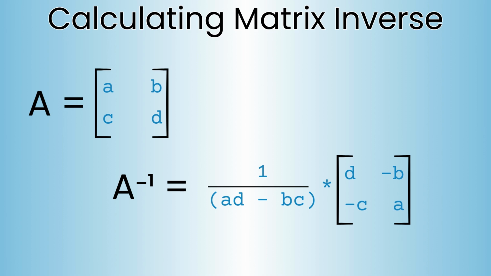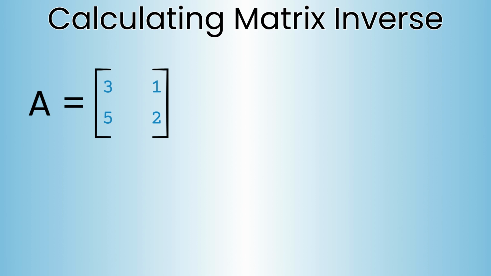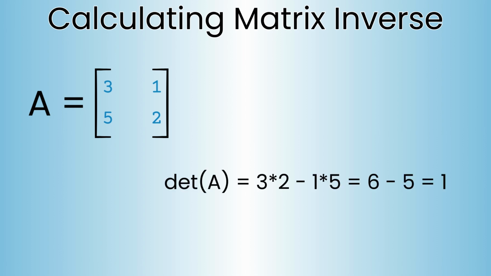Let's try this with a real example where we take our matrix A with 3 and 1 in the first row and 5 and 2 in the second row. The first step here is to calculate the determinant of this matrix, which gives us 3 into 2 minus 1 into 5, and the determinant is 1.